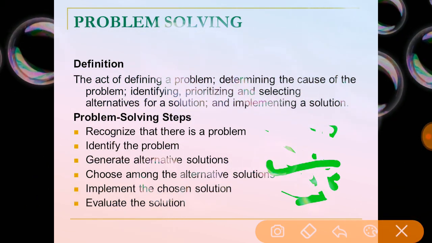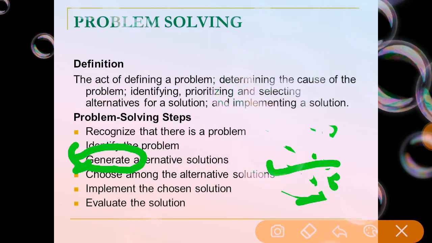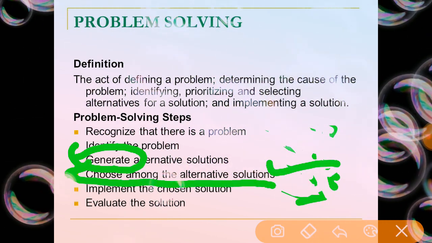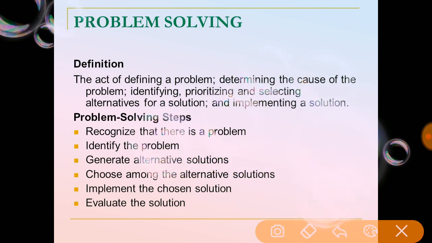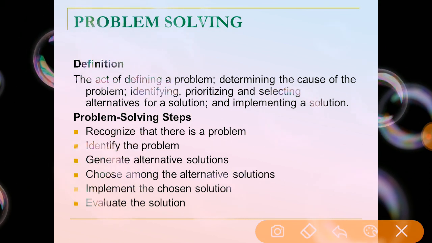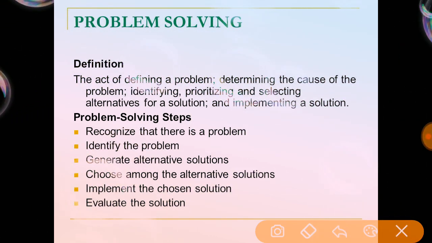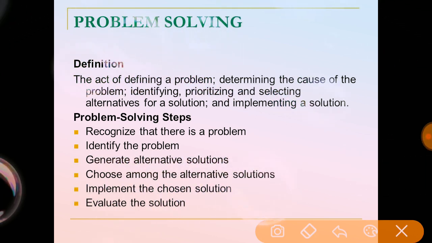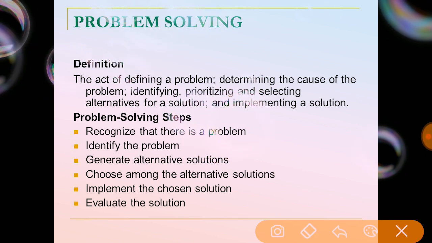So here we have generated the alternatives. Then coming to the fourth point, choosing among the alternative solutions. Then implementing the chosen solution. We have to implement after finding the alternative solutions, and then immediately we have to implement. So after implementation, what is our duty? Evaluation of the solutions. So these are the problem solving steps.